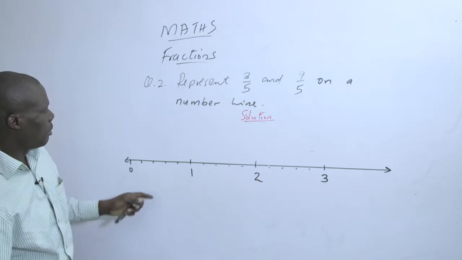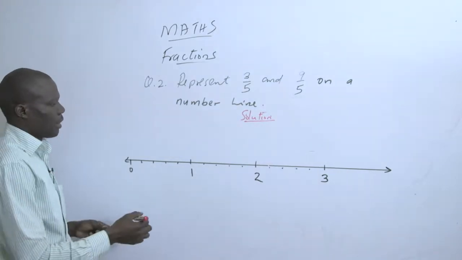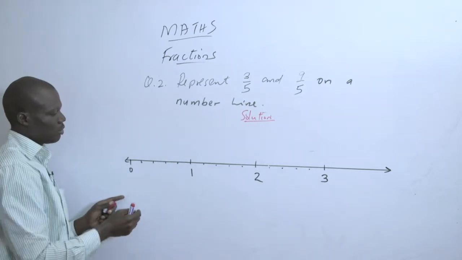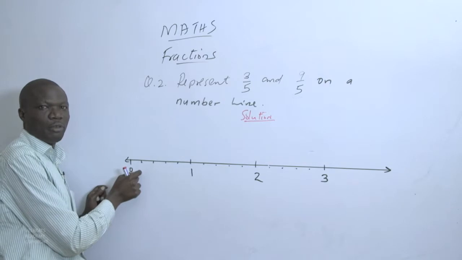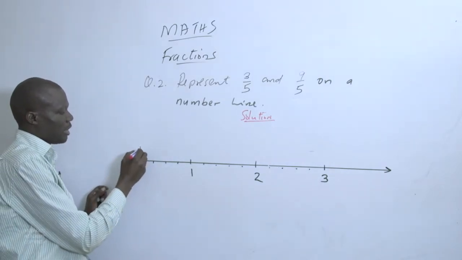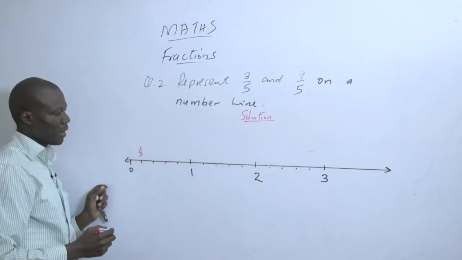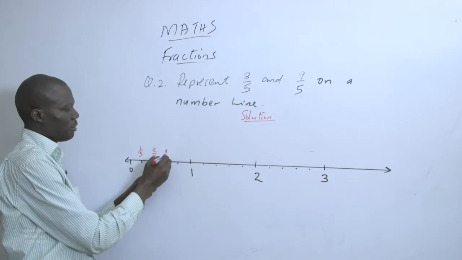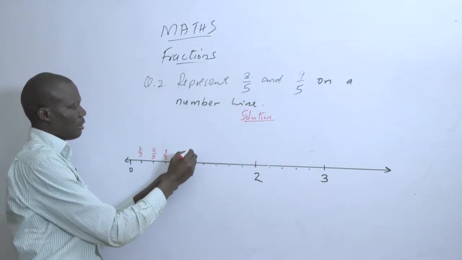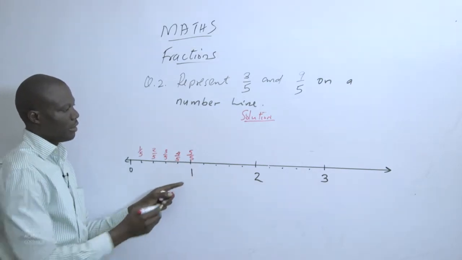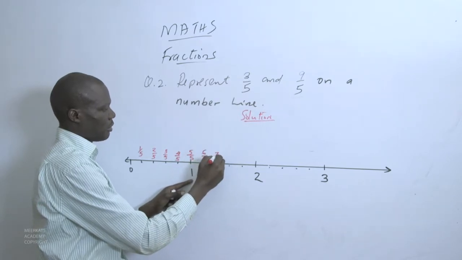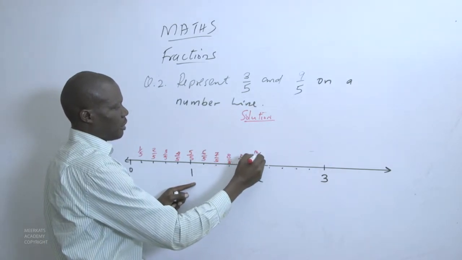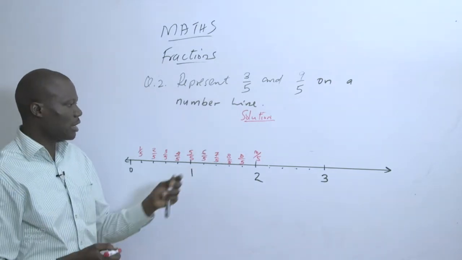So we have our number line here, and between 0 and 1 we have 1, 2, 3, 4, 5. There are 5 pieces, which implies that every single subdivision or portion here represents a fifth, or 1 over 5. So we have 1 over 5, 2 over 5, 3 over 5, 4 over 5, 5 over 5, which forms 1 here. Then this is 6 over 5, 7 over 5, 8 over 5, 9 over 5, 10 over 5, and so on. So this is what we are getting.